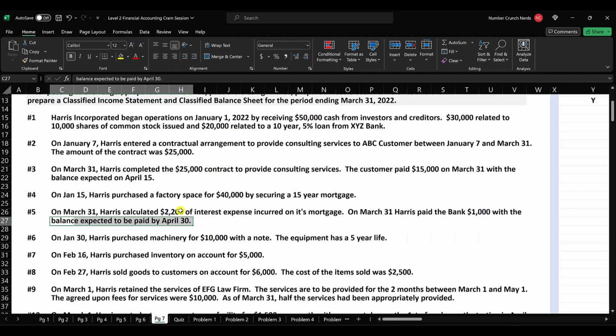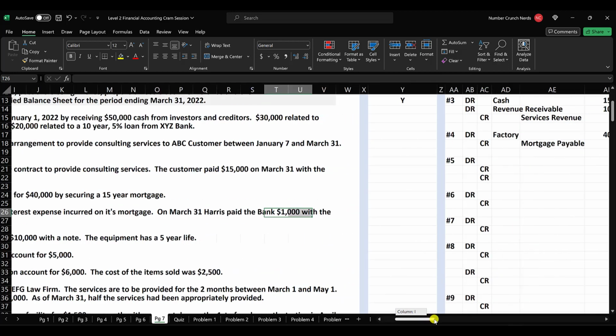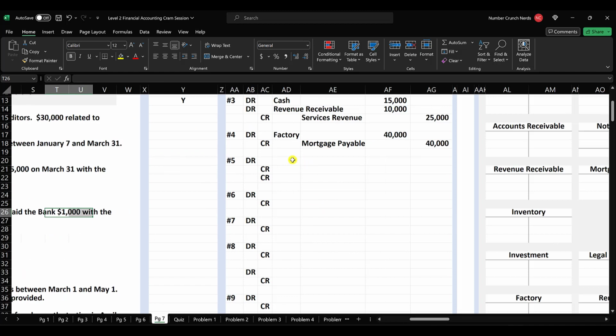Okay, so what do we have? Well, we have interest expense. Expense is an income statement account, increases with a debit. We also have a cash payment of $1,000, and then the difference is expected to be paid at a later time. So let's go back over here. We're going to have a debit. That debit is going to be to what? Interest expense.